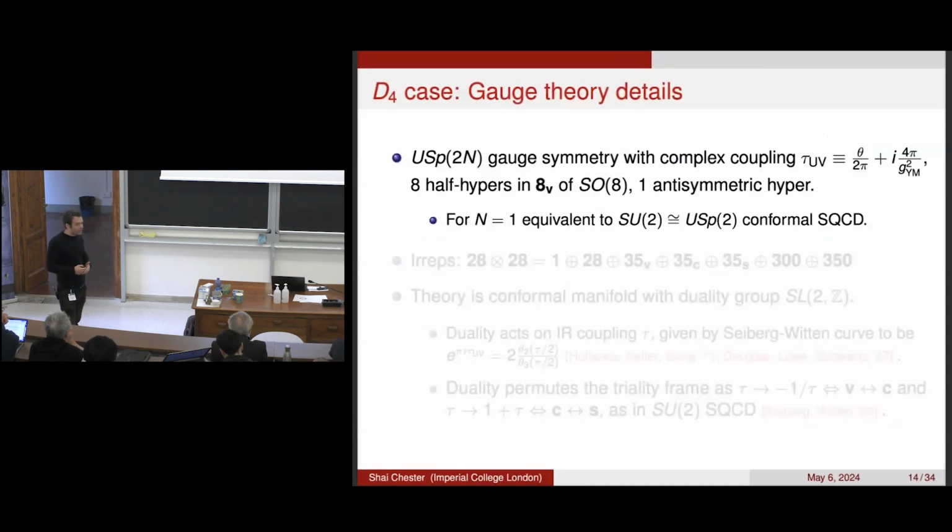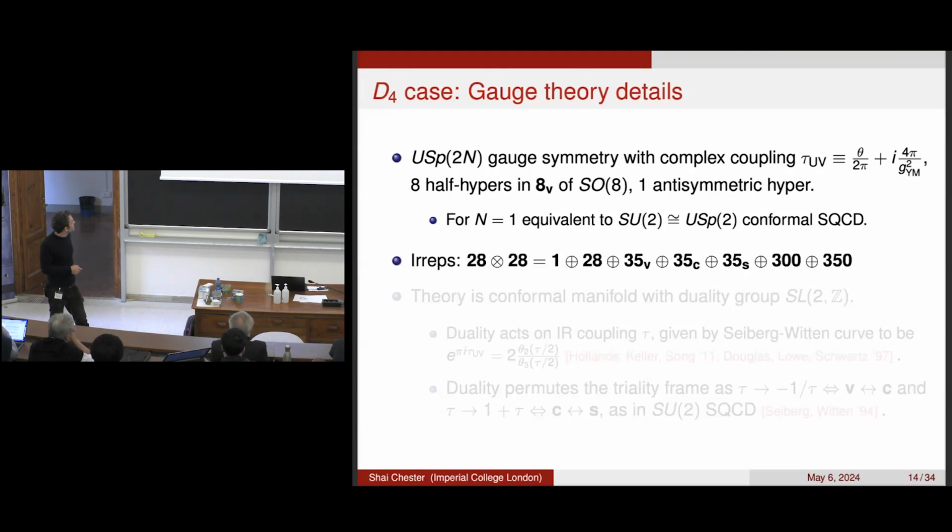Okay, so now let's implement this program for the specific theories, and let's start with the simplest theory, which is the D4 theory. It's the simplest one because it has a Lagrangian. Remember, this is a USp(2N) gauge symmetry with this matter content, where I should note that when N is 1, this is the same thing as SU(2) conformal SQCD. In this case, the adjoint is the 28 of SO(8), and when we take the tensor product with itself, we get the following representations.